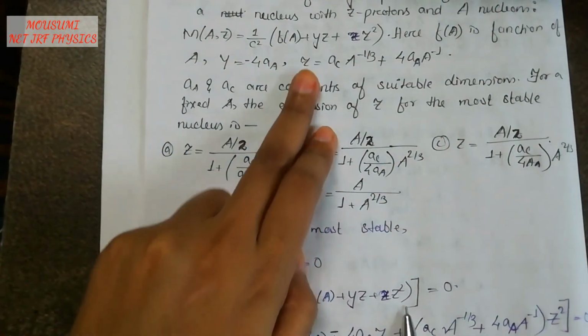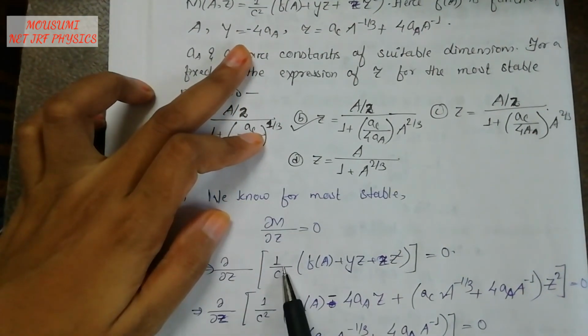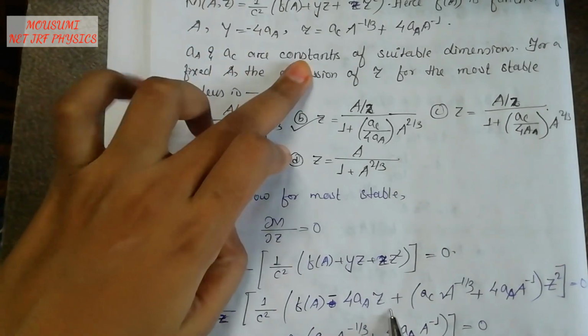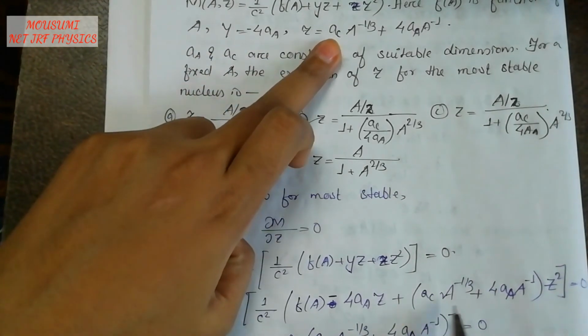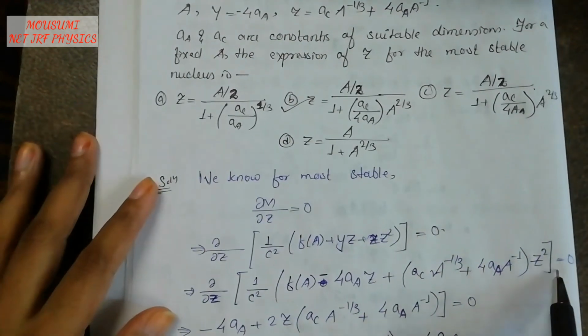The value of Y was equal to what? Here 1 by C square is as it is, F of A is also as it is. Here it is YZ. So Y is minus 4AAZ plus the value of Z, which is AC A to the power minus 1 by 3 plus 4AA A to the power minus 1 Z square. So it is equal to 0.